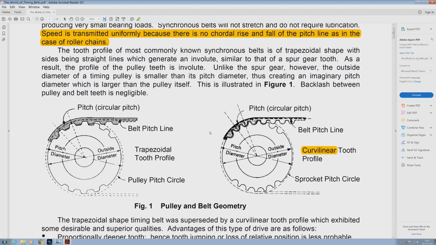profiles. On the machine that I've been using, I absolutely know that the drive belt was this curvilinear tooth profile. It had definitely got round teeth on it, and when you look at the close-up of my timing pulley, as you could in the previous video, you can clearly see the round teeth.